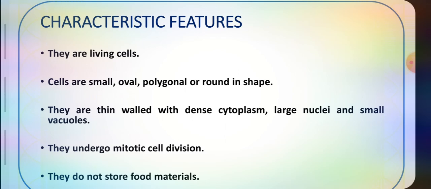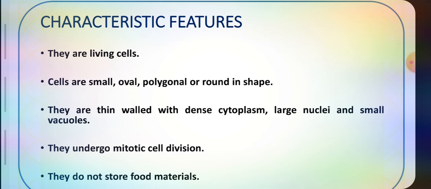And these cells have a very thin wall. Their cell wall is very thin and they have very dense, thick cytoplasm. And that thick cytoplasm contains a very big nucleus. Nucleus is singular, nuclei is plural, and also the vacuole is very small. Actually, plant cells have a big vacuole. What is a vacuole? It is a space filled with cell sap. We already discussed that. So here you will find very small vacuoles.